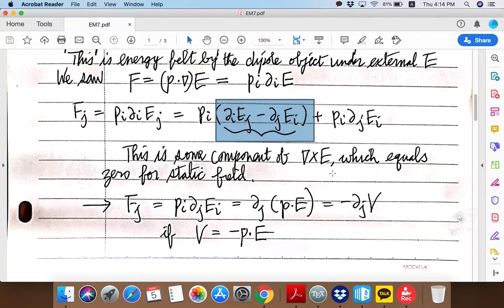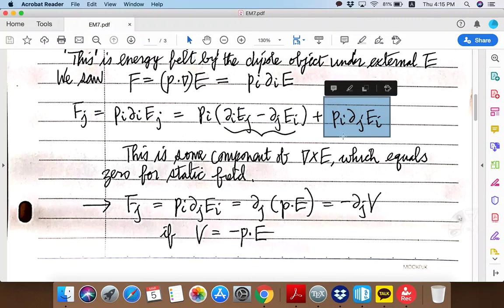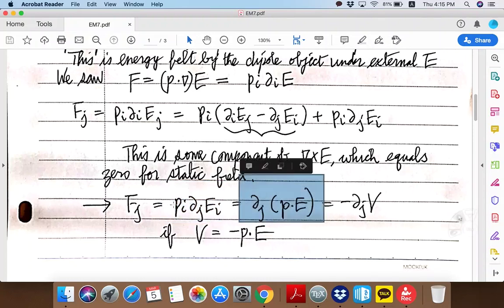Okay, and we know from earlier discussion that the curl of the electric field is 0 as long as there's no time dependence in the field distribution. So that's very nice. Then we can remove this term from consideration and just work with this thing instead. The reason why this is nice is because now the indices have changed, in a way that makes it possible to express the force as the gradient of some scalar object, which is P dot E.